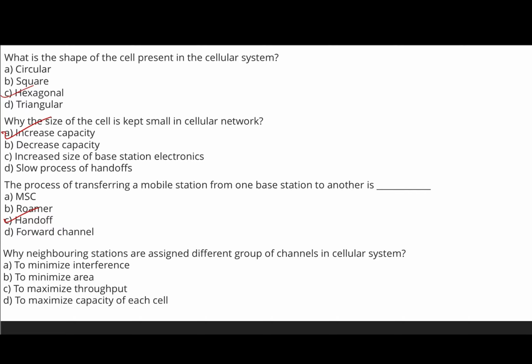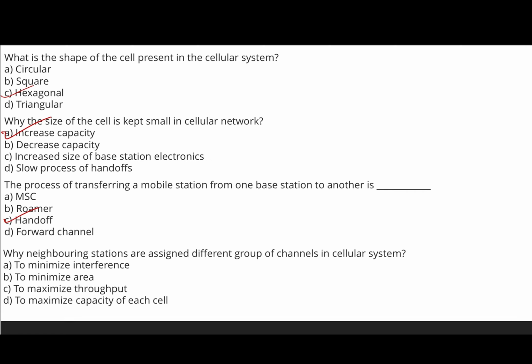Option A, to minimize interference. Option B, to minimize area. Option C, to maximize throughput. Option D, to maximize capacity of each cell. In a cellular system, neighboring base stations are assigned different groups of frequency channels to avoid interference between adjacent channels. This practice is a part of frequency reuse.